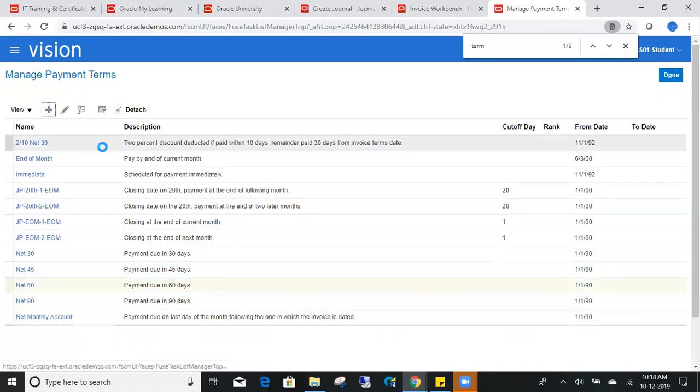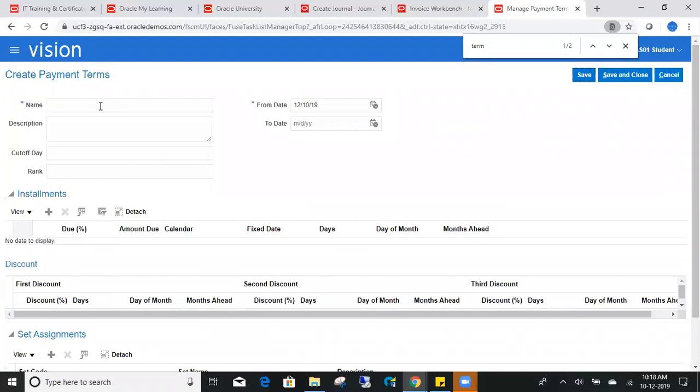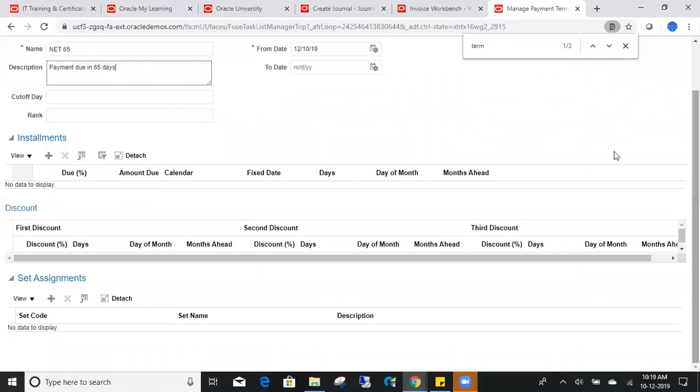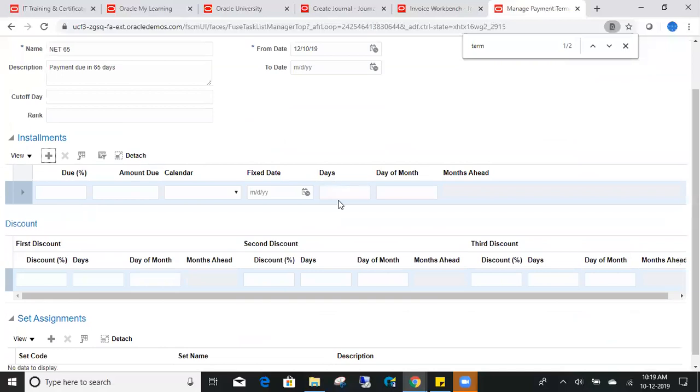Let us create one more payment term here. We will create it with Net 65, our own. That means payment is due in 65 days. Within 65 days, whatever the date may be, you can make the payment. So in the definition here, for the installment, you are giving the number of days as 60.